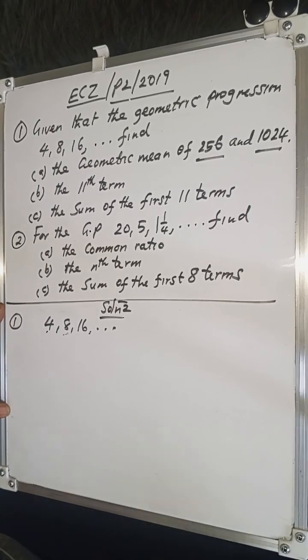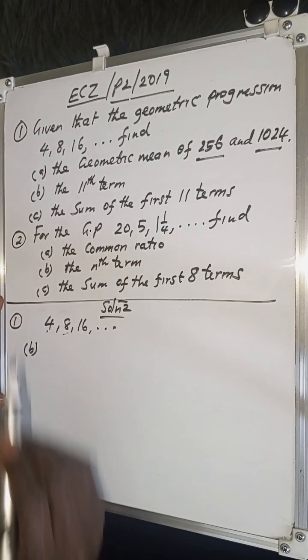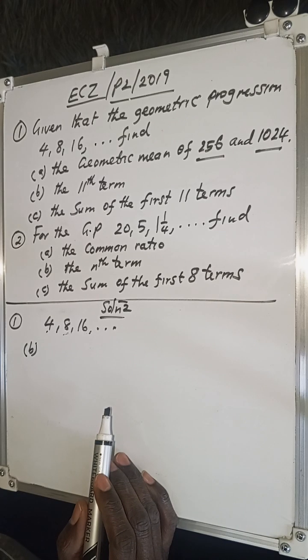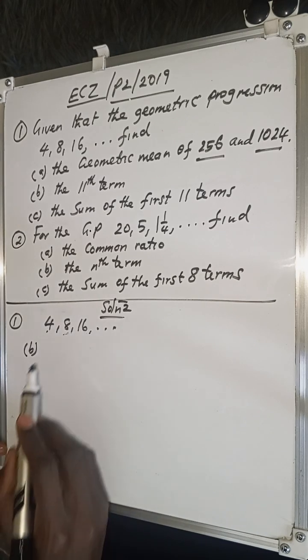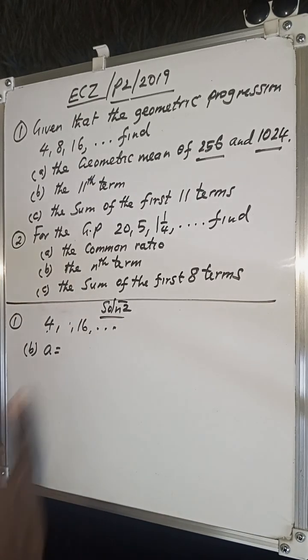And let's move on and look at the B part. The B part there says we find the 11th term. So how do we get, in this case, the 11th term? Remember, you need to, the first term in this sequence that I've given you, our focus.